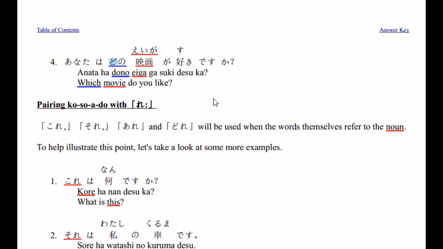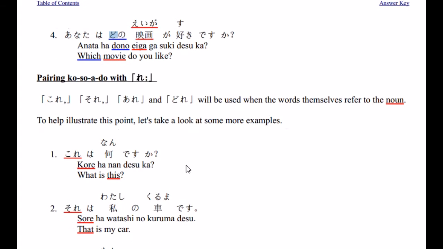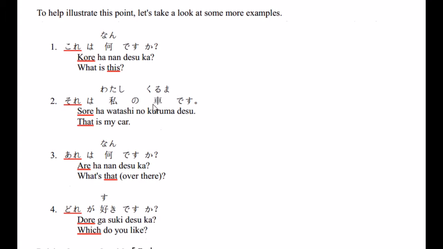All right, so we just learned how to pair koso a do with no. Now we're going to pair koso a do with re to get kore, sore, are, and dore. Okay, so these will be used when the words themselves refer to the noun. So before we had dono, noun, kono, noun. But with kore, sore, are, and dore, they act as the noun. So to help illustrate, we have some sentences.